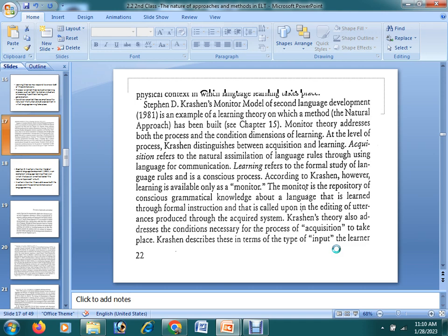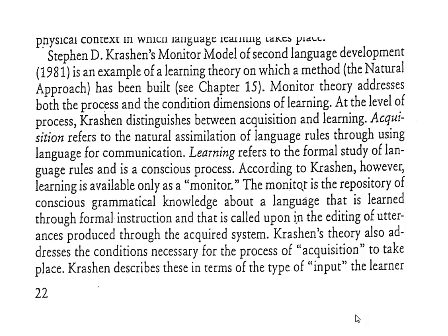Okay? So Stephen Krashen developed a theory. That theory is called the monitor model. And that model is based, according to Krashen, on both process-oriented and condition-oriented theory. Why? How? According to Krashen, learning is available only as a monitor. And the monitor is the repository of conscious grammatical knowledge.